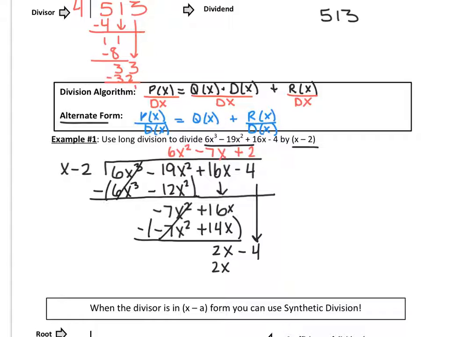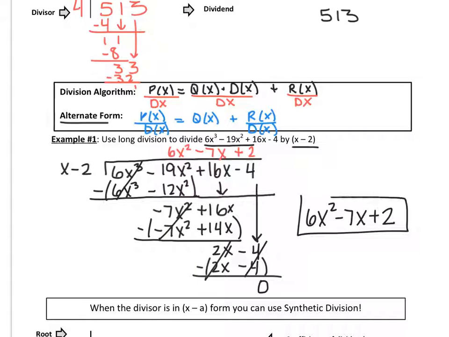2 times negative 2 is negative 4. And we subtract. So 2 minus 2 cancels. Negative 4 minus a negative 4 will also cancel. So we have a remainder of 0. So there's nothing to write except for the answer. And we have to separate it. Our answer is 6x squared minus 7x plus 2.